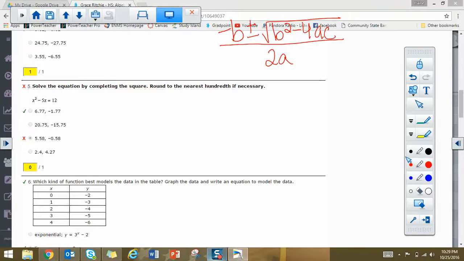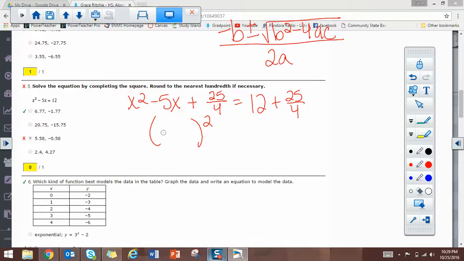Okay, sorry, let's try this again. We get x squared minus 5x. If I divide by 2 and then square it, that's 25 over 4 equals 12 plus 25 over 4. So now when I write this as a perfect square, it's x minus 5 over 2, whatever half of that middle term was. Then over here, now I need to get a 4 on the bottom, so it's going to be 48 over 4 plus 25 over 4.